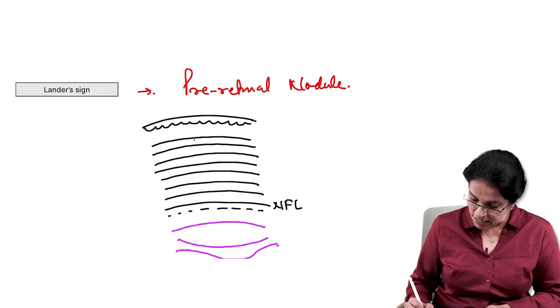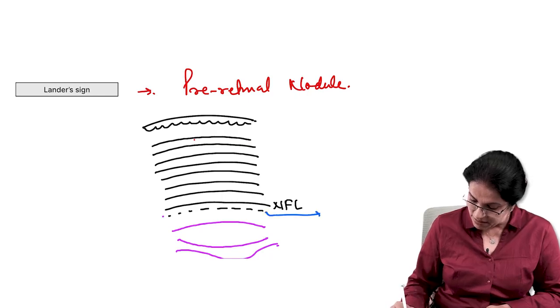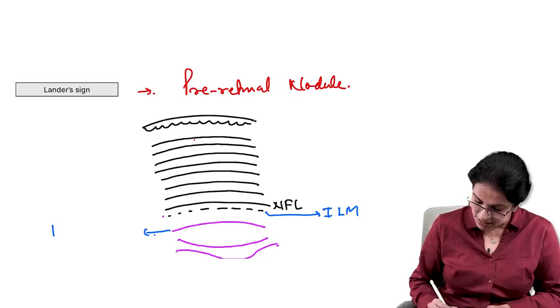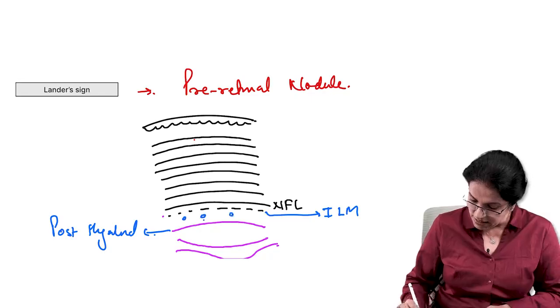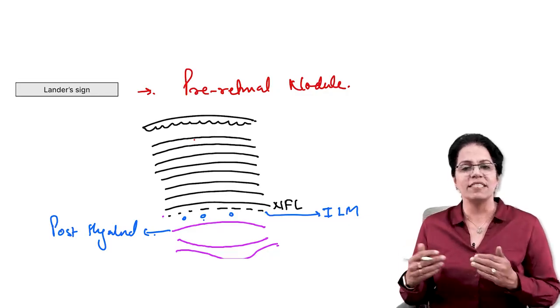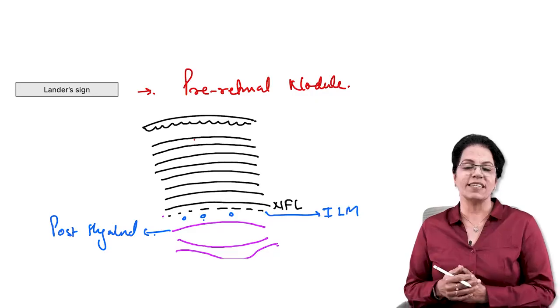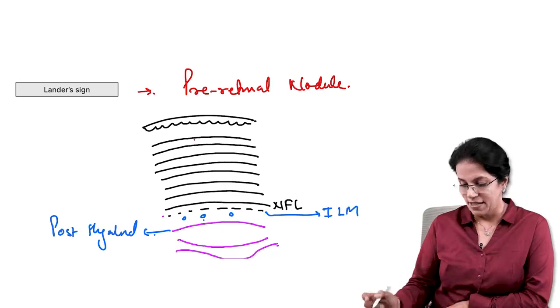So, the space between this, your internal limiting membrane, and the posterior hyaloid membrane of the vitreous, you can see the nodules in this space, and this is what is called Lander's sign. Got it? Just revise it in your retina chapter, all the details and layers of the retina. I just gave you a quick idea here of what is the pre-retinal space.